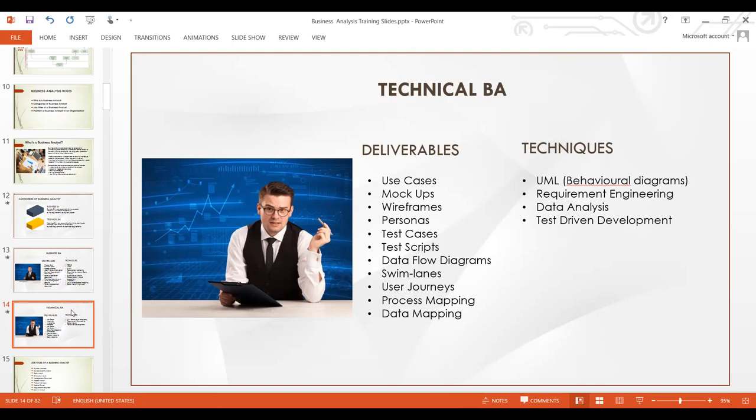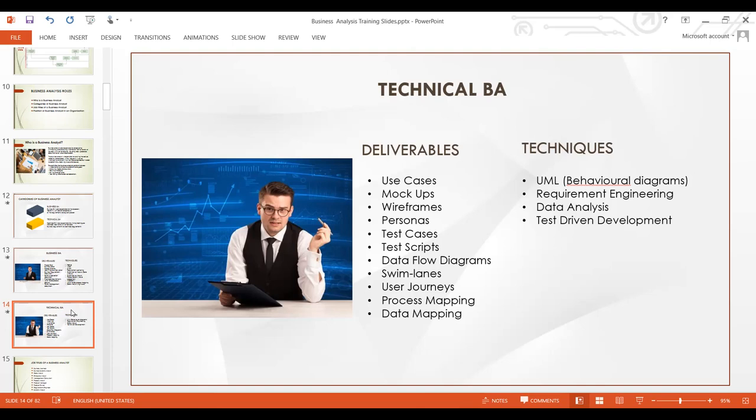And the techniques, like I said, is UML, Unified Modeling Language, which we call behavioral diagrams, and requirements engineering, data analysis, and test driven development. So these are the techniques used mainly in technical BAs. We will have time to go through all these very well, and these are what we are going to be dealing with.